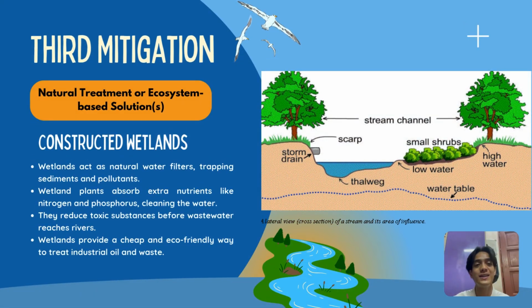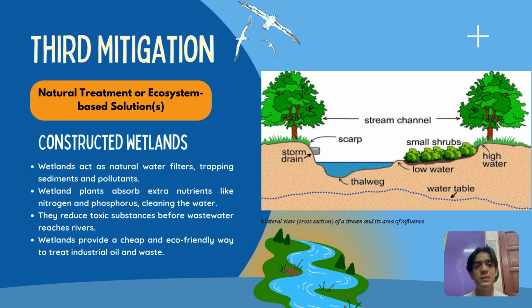Next, we go to the third solution, or third mitigation, which is to construct a wetland. A wetland works like a natural water filter. It slows down the flow of water to trap dirt, oil maybe, and other harmful pollutants before they enter the river, or the big river actually. For example, in a place like Sungai Selangor, a wetland can help reduce pollution from nearby factories and industrial areas, just like at Shah Alam maybe, Kepong, USJ, who knows.